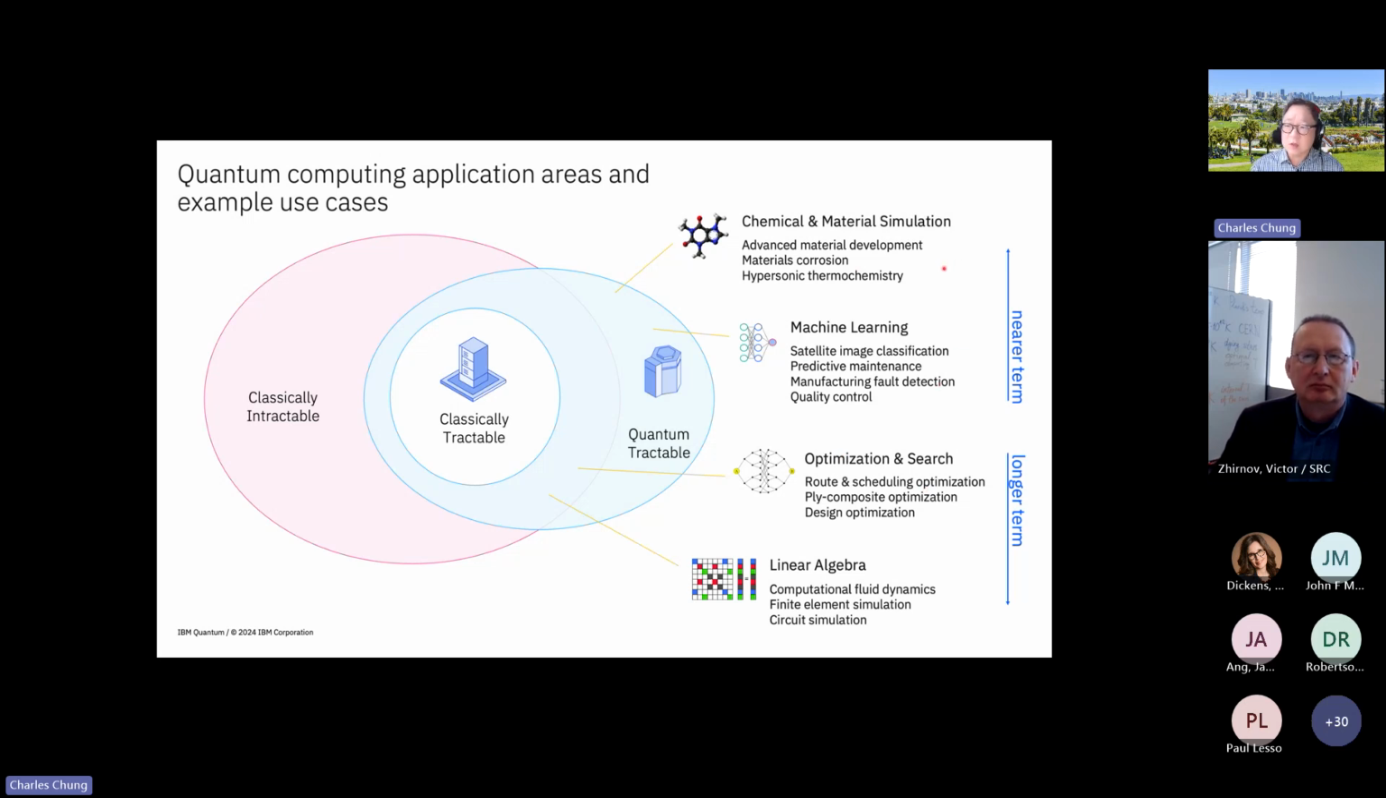We believe that chemical and material simulation is the nearest term application, followed by machine learning. The next one is optimization and search, and in the longer term, we believe that linear algebra will be an exciting application area for quantum computers. And so what I'll do is go through each of these application areas and give you a little bit of a sense of what's going on in them and what quantum computers can and can't do in them, so you can understand how it may impact digital twins.